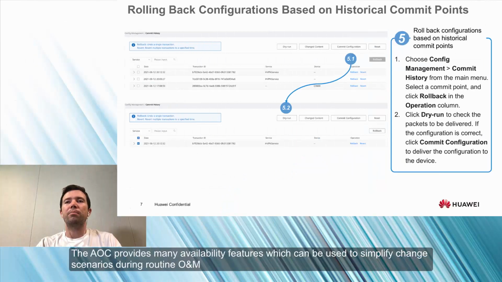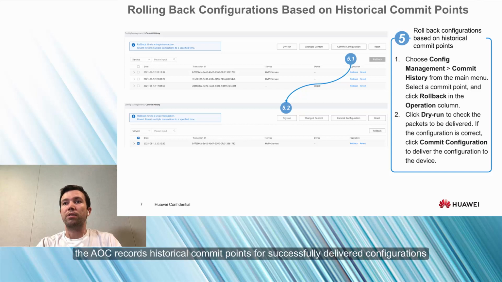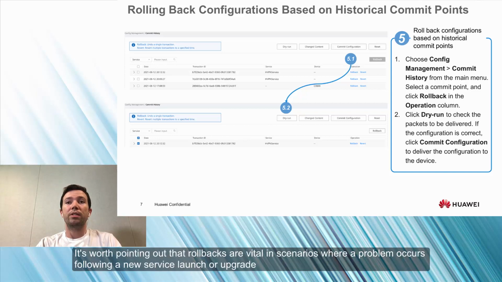The AOC provides many availability features which can be used to simplify change scenarios during routine O&M. For example, the AOC records historical commit points for successfully delivered configurations, which facilitates configuration auditing and backtracking. This works similar to an operating system's backup function or a database's mirroring function. We can roll back configurations based on historical commit points. It's worth pointing out that rollbacks are vital in scenarios where a problem occurs following a new service launch or upgrade.